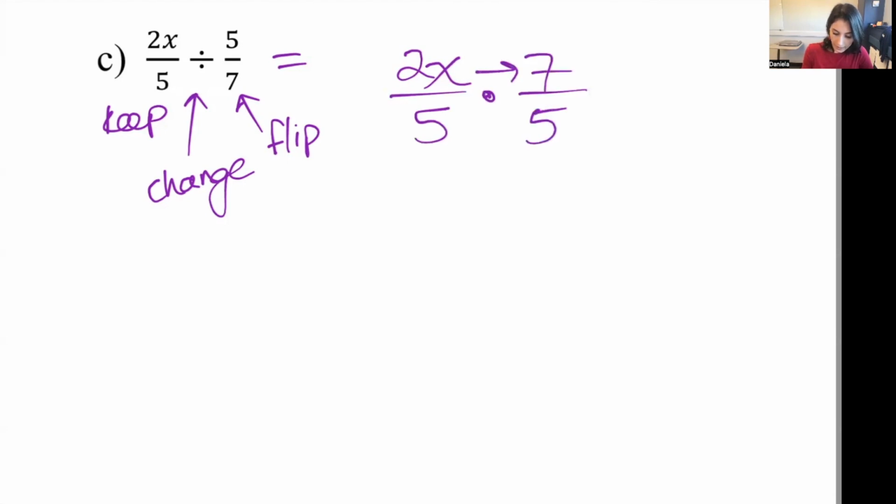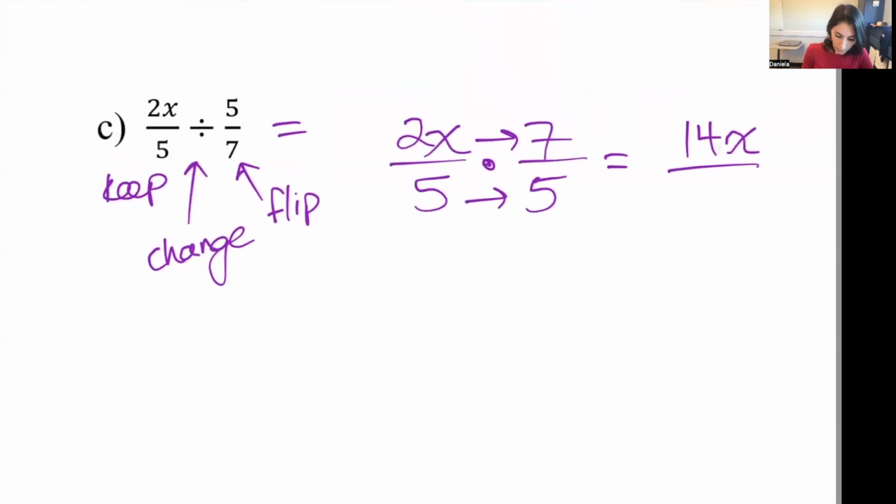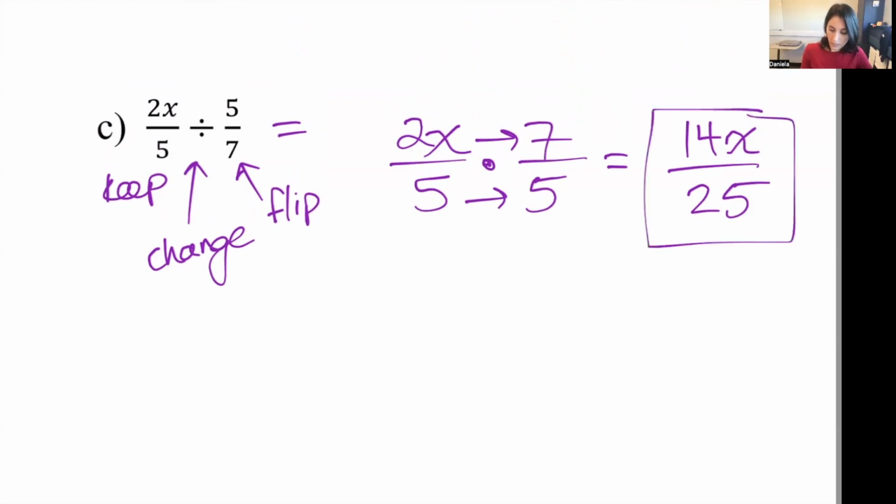And again, that gets us in a scenario where we do know how to multiply fractions straight across. So that is going to be different from the last problem, because now it's going to be 14x divided by 25. And then make sure that the 14 and the 25, there's no GCF. They have nothing in common. So that's going to be the final answer.